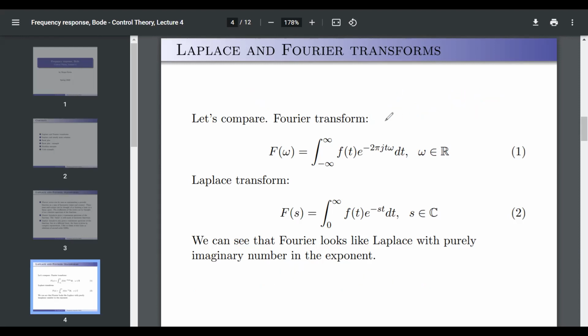I hope we drew enough attention to the fact that the Fourier transform is almost the same as the Laplace, except it is more limited. It has a purely imaginary kernel, where here it is an arbitrary complex kernel. Good. Now, moving on.